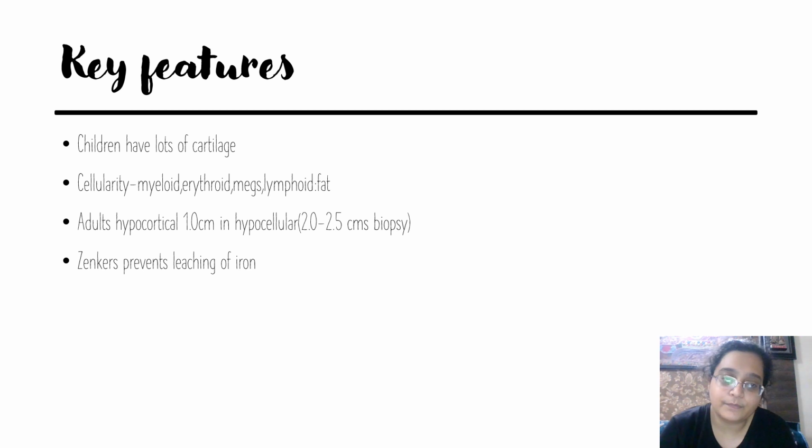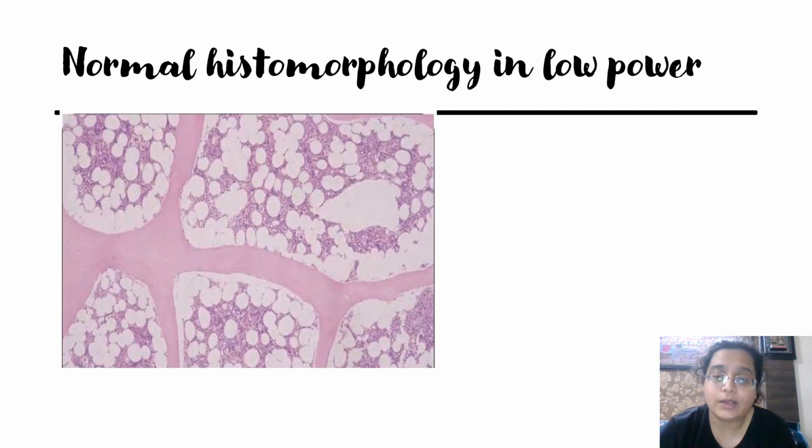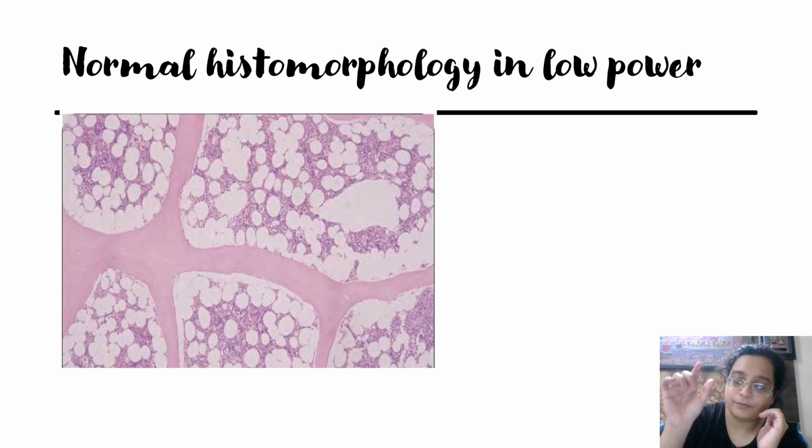Okay, moving ahead. One more thing I forgot to tell you, that in a pediatric marrow, the initial few trabeculae will be hypoplastic. So if you get that, don't label it as hypoplastic marrow. I have mentioned that. Alright.